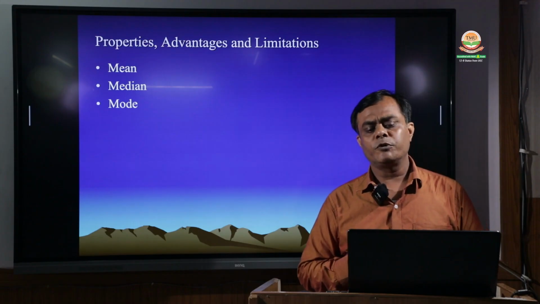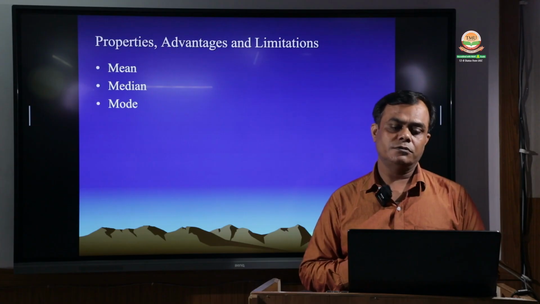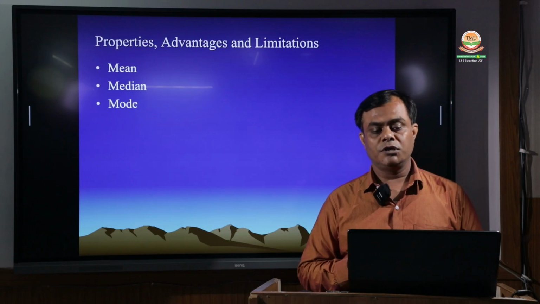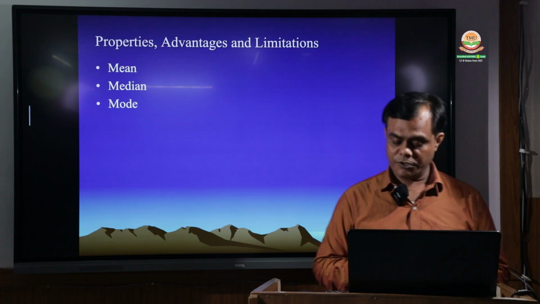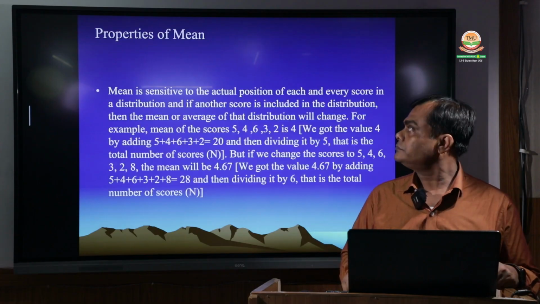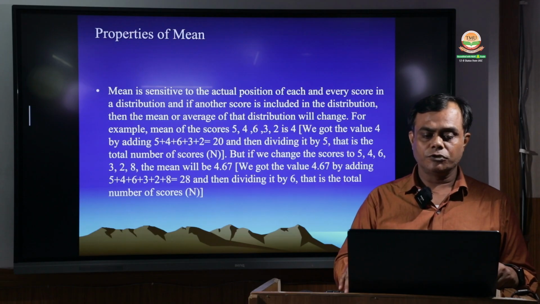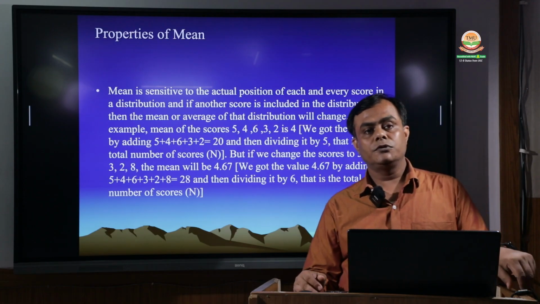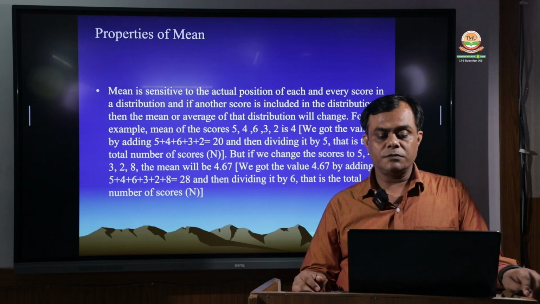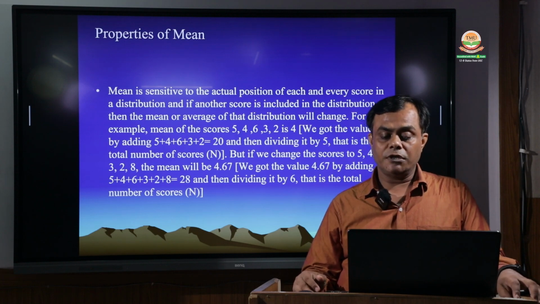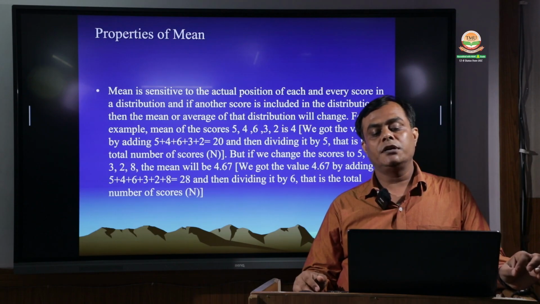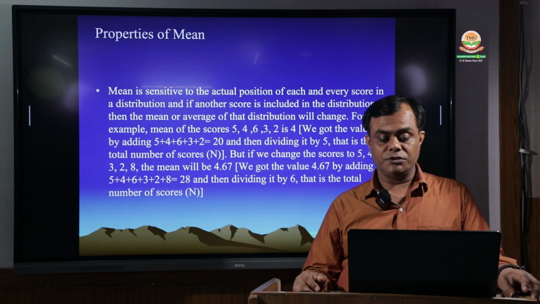So here are the properties, advantages and limitations of the mean, median and mode. There are certain properties, advantages and limitations of each. First we go through the properties of the mean. The mean is sensitive to the actual position of each and every score in our distribution, and if another score is included in the distribution, then the mean, the average of that distribution, will change.